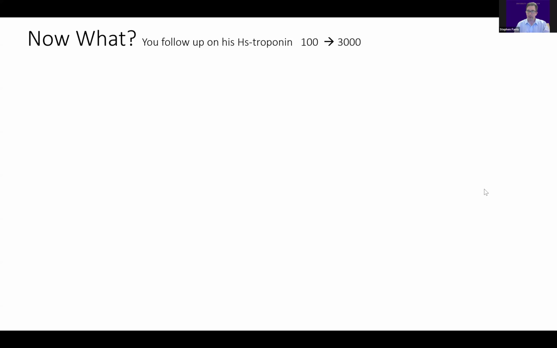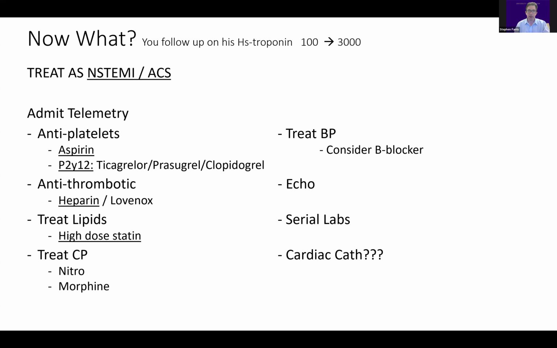Well, there's always going to be a delta trop, right? That's what it's called. You get a change in troponin. So what happened to the troponin? Well, it went up. And so this is an acute coronary syndrome. Even though the ECG is okay, you can have very minimal abnormalities or even a really normal ECG.